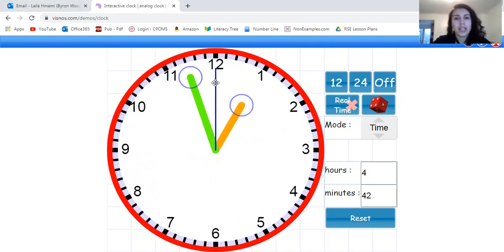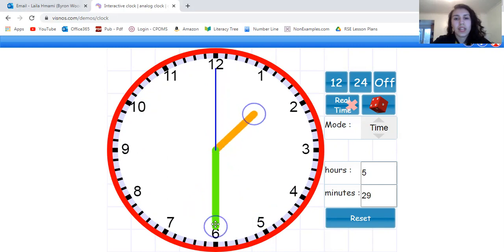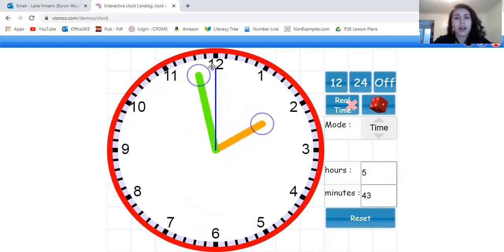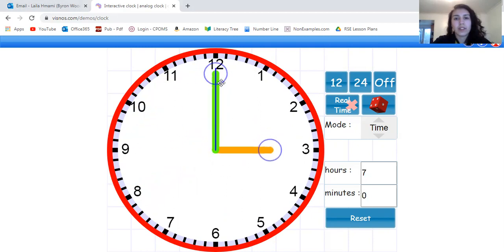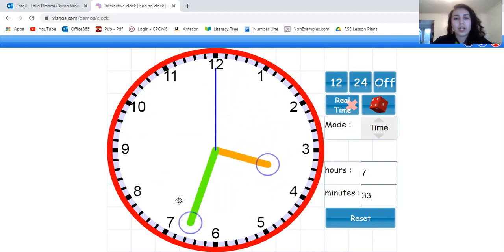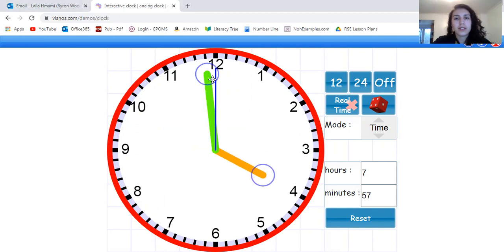But as you can see here, when I move the minute hand around the clock, the hour hand is moving as well. So you can see here, it's now 3 o'clock. By the time our big minute hand goes all the way around, that's been 1 hour. And you can see that the hour hand has moved from the 3 to the 4.